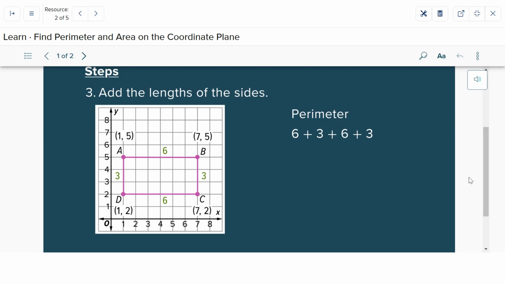They could narrate this. So, rectangle ABCD has a perimeter of 18 units.